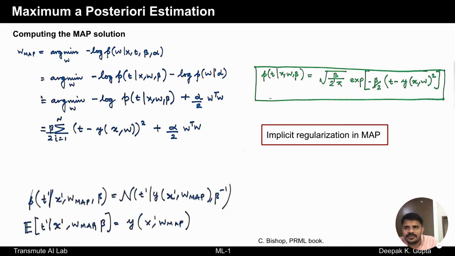Now, once we estimate these values of w MAP, we have a Gaussian distribution like this. We have this joint probability distribution, which is also referred to as the predictive distribution. So we now have a predictive distribution with w MAP. And for new samples, if you are given some new samples to estimate the output, it can be written like this.